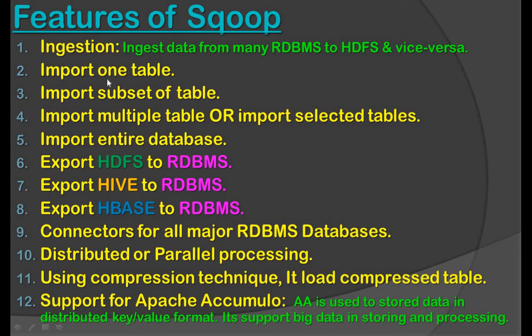And it can import one table. The third feature is that Sqoop can import a subset of a table. The fourth feature is import multiple tables, or it can import selected tables as well. So in this way, Sqoop can import one table, or a subset of a table, multiple tables, or selected tables, which means more than one table.